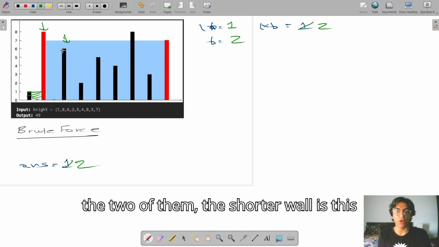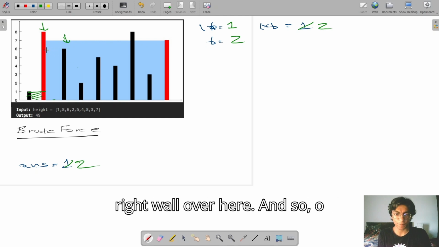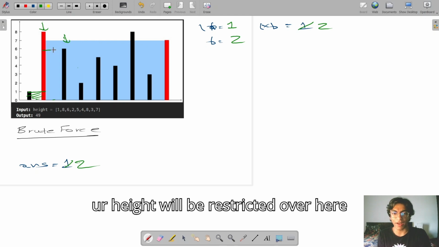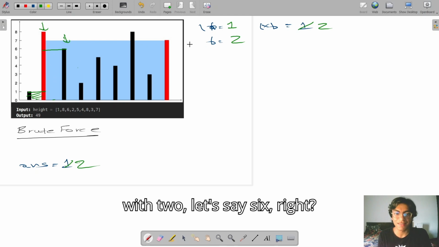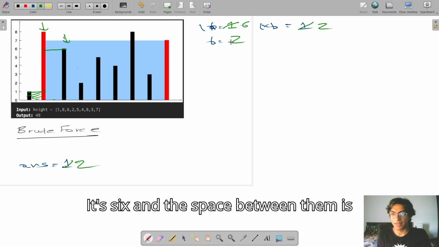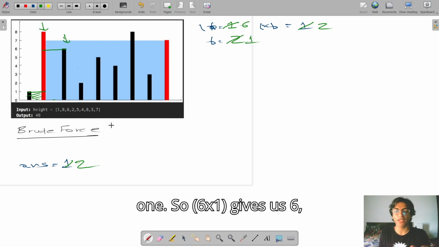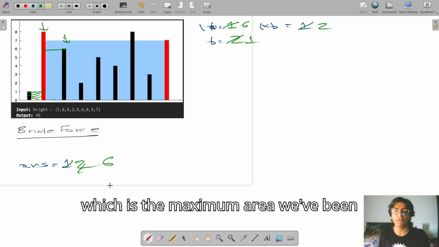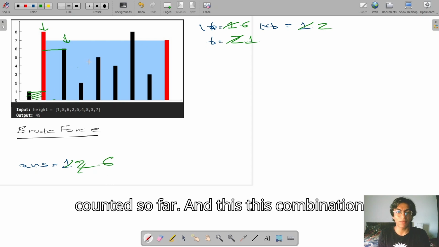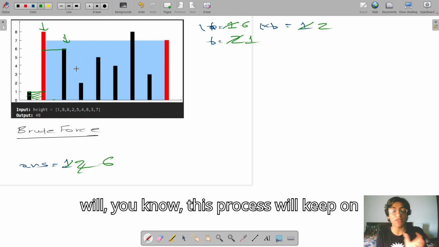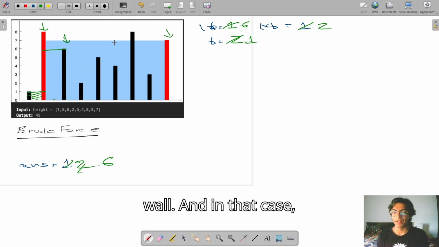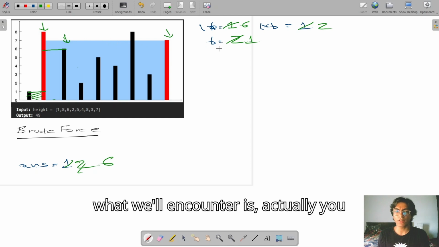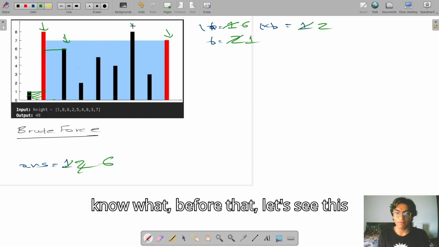Between the two of them, the shorter wall is this right wall over here. And so our height will be restricted to, let's say, 6, right? It's 6, and the space between them is 1. So 6 into 1 gives us 6, which is the maximum area we've encountered so far. And this process will keep on happening till we reach the very last wall. And in that case, what we'll encounter is, actually, you know what, before that, let's see this one.